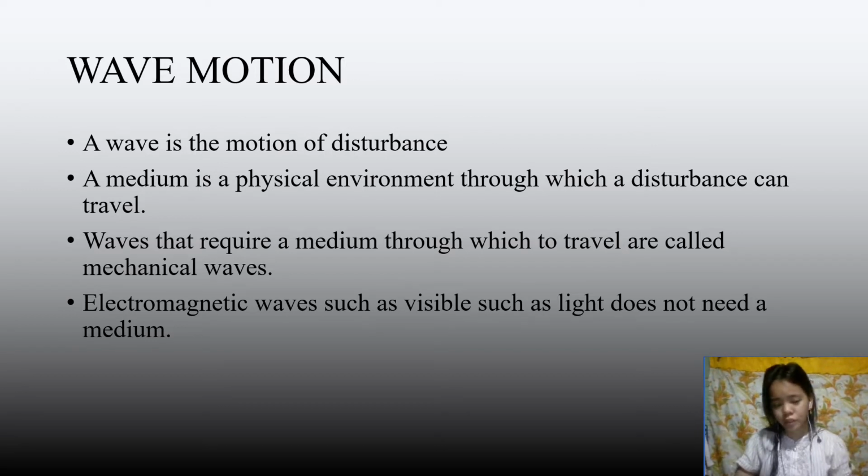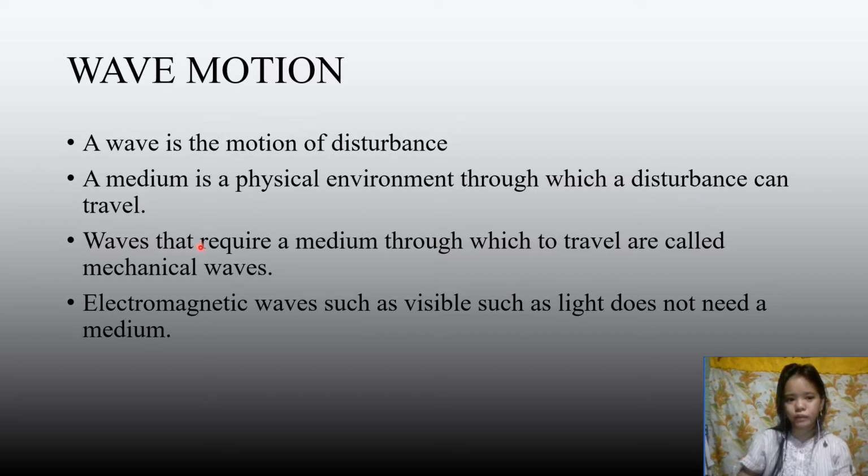So more information about wave motion. A wave is a motion of disturbance, and the difference between wave and vibration is the fact that vibration does not carry energy with it. A medium is a physical environment through which a disturbance can travel. For example, water is the medium for ripple waves in a pond.